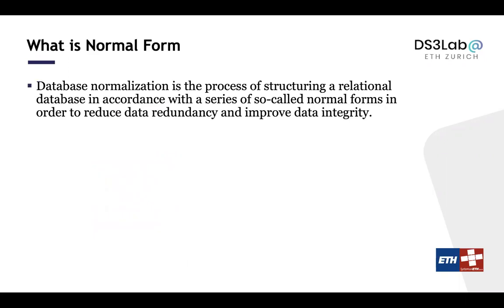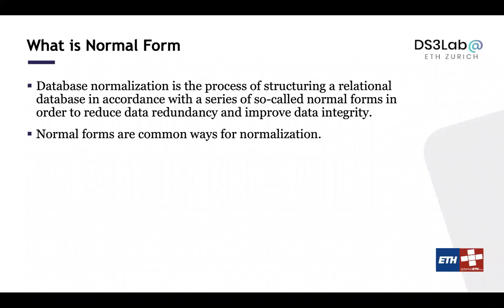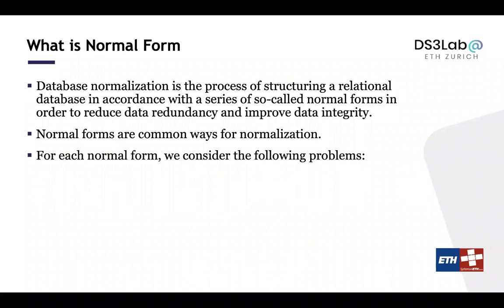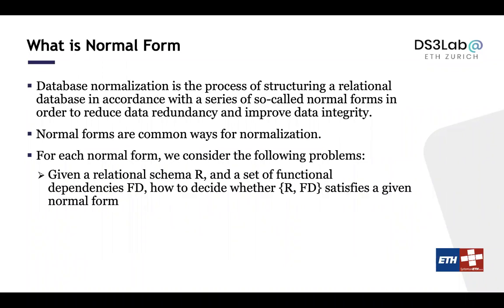So what is a normal form? Database normalization is a process of structuring a relational database in accordance with a series of so-called normal forms. A normal form is just a common way to do normalization. And for each normal form, we went through 3 questions. If you give me a schema and a functional dependency, where does the FD come from? It could come from the ER diagram. It could come from the cardinality constraints. Of course, there are other sources of functional dependencies.